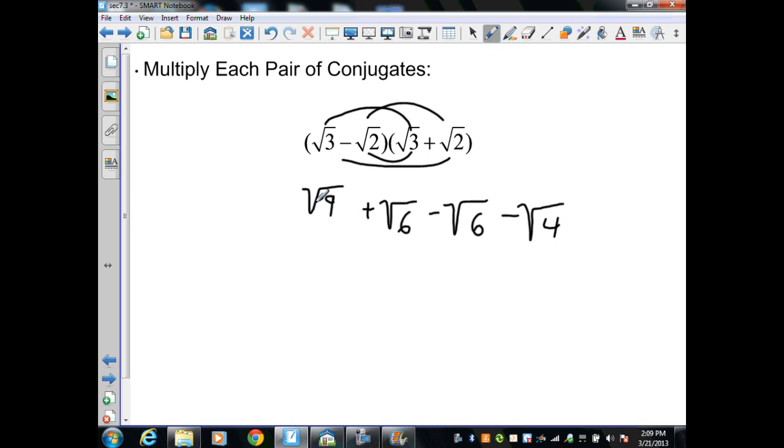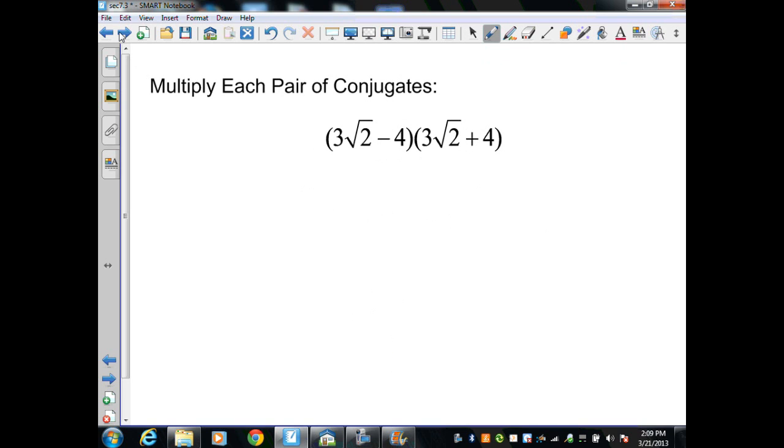Now I simplify. Square root of 9 is 3. My middle terms drop out. Square root of 4 is 2. That's a minus 2. And my real number in the denominator would be 1. Following the same procedure, if this expression was in the denominator of my fraction, I'd multiply the top and bottom of that fraction by its conjugate. And to do so, again, I would FOIL.